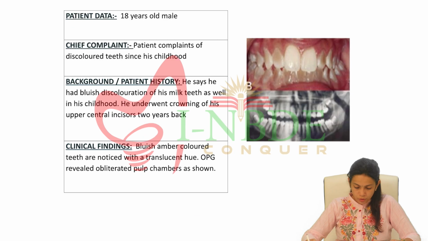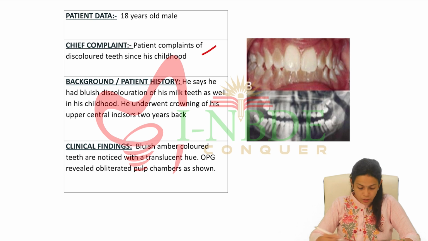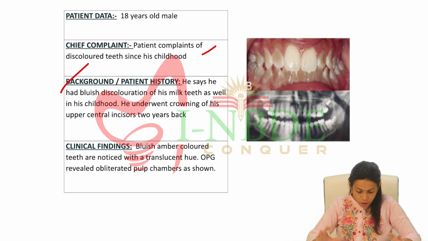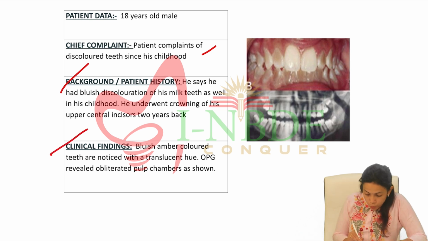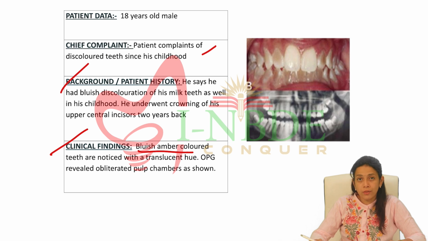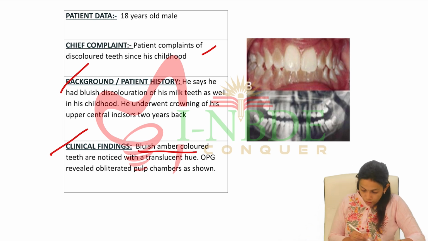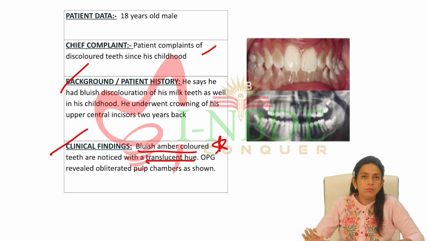Okay. So now here you can see an 18-year-old male. What is the chief complaint? He's complaining of discolored teeth since his childhood. The background history that he shares is that there was a bluish discoloration of the milk teeth. Okay, and he underwent treatment for crowding of the upper incisors 2 years back. And what are the clinical features? So there are bluish amber colored teeth with a translucent hue. Okay, very important finding: bluish hue, translucent hue. So that is a key point.